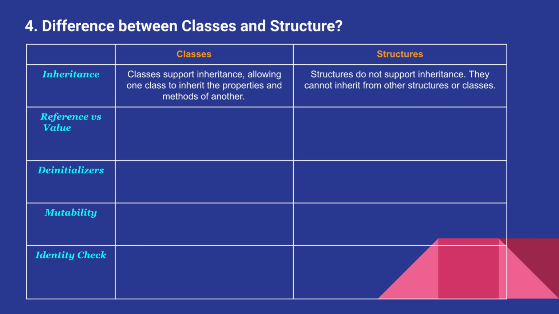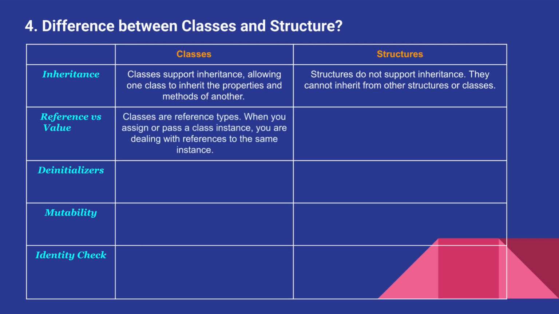Second, and most importantly, is reference versus value semantics. Classes are reference types. When you assign or pass a class instance, you are passing pointers to the exact same location in memory. If one part of your app changes it, everyone sharing that reference sees the change. Structures are the complete opposite. They are value types. When you copy or pass a struct, Swift duplicates the data, giving you a completely unique, isolated instance.